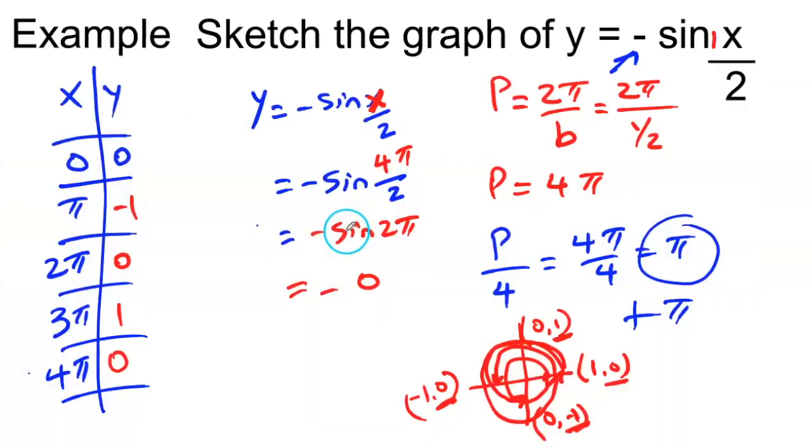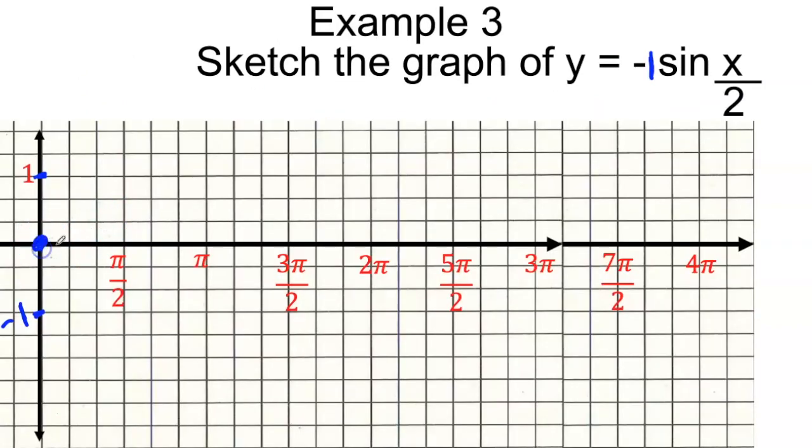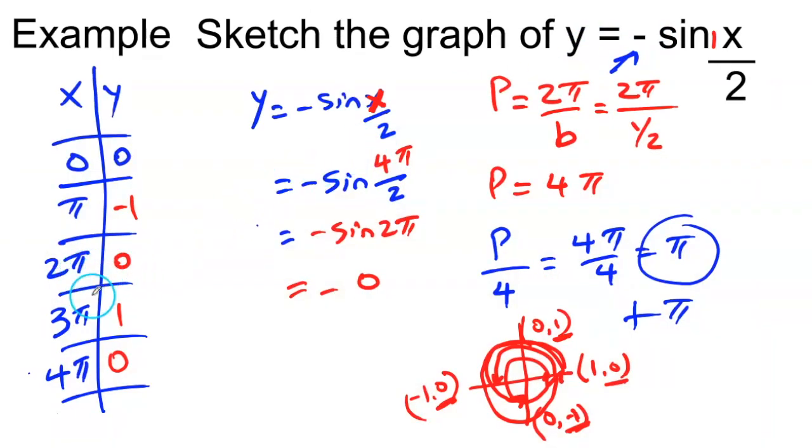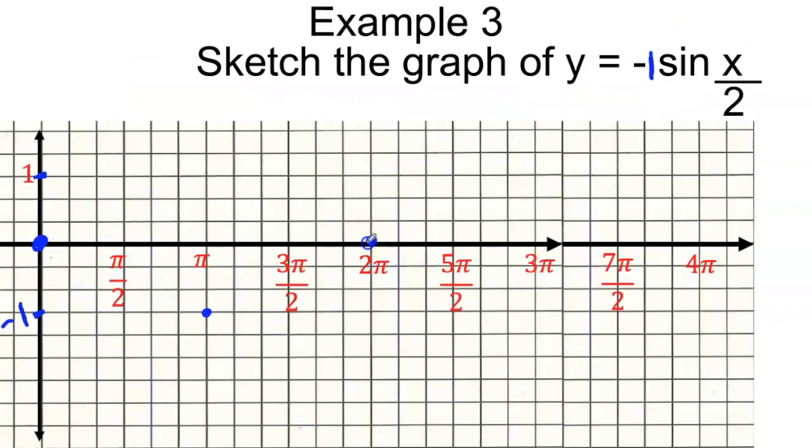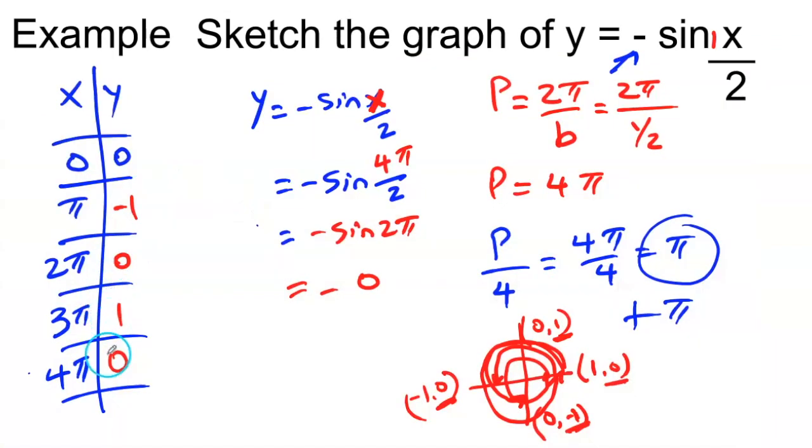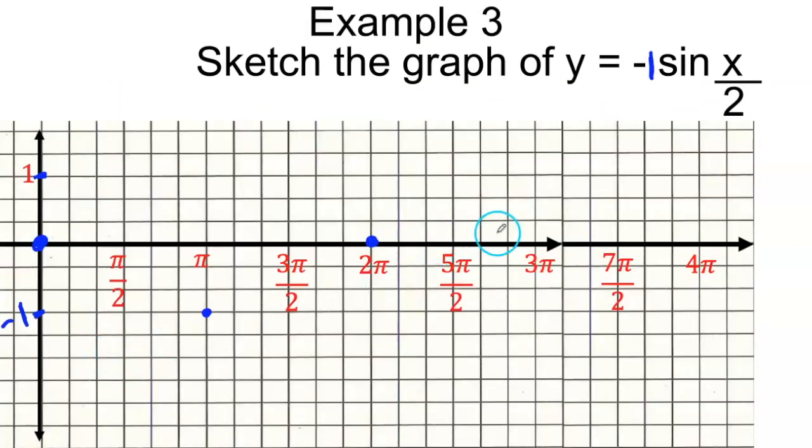Alright, let's look at the table of values. 0, 0, pi, negative 1. You notice instead of going up, now I'm going to be going down because it has a negative in front of the function. The next value is 2 pi, 0. 3 pi is 1, and 4 pi is 0 again.